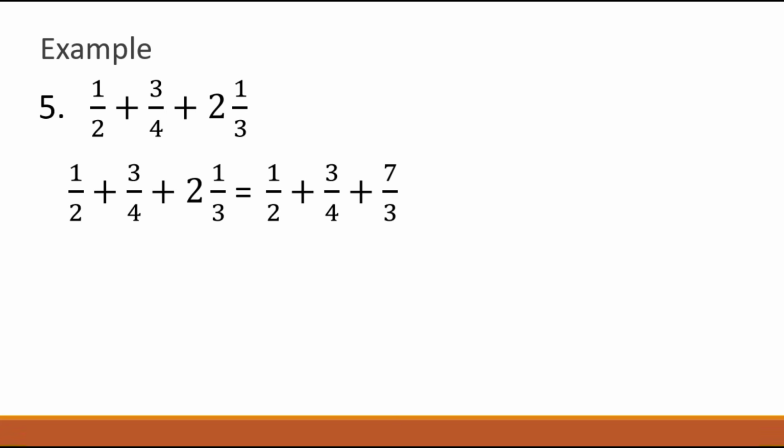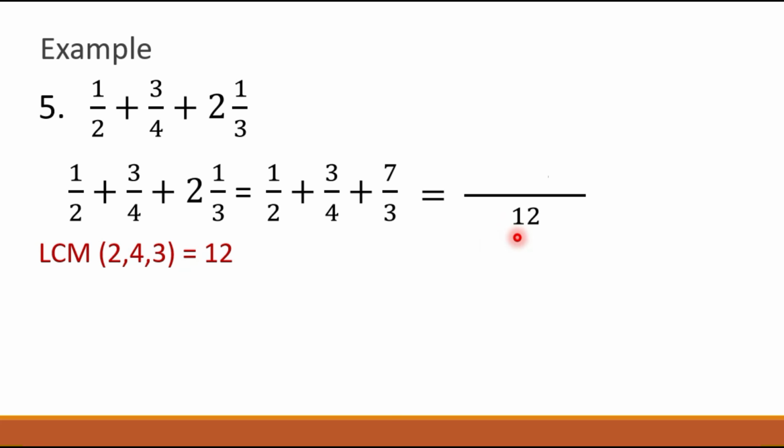Now, the given now is 1/2 plus 3/4 plus 7 over 3. So get the LCM of 2, 4, and 3. The LCM of 2, 4, and 3 is equal to 12. Why 12? Because 12 is the least number that can be divided by all these three numbers, 2, 4, and 3. So copy the LCD, which is 12, and obtain our numerators.